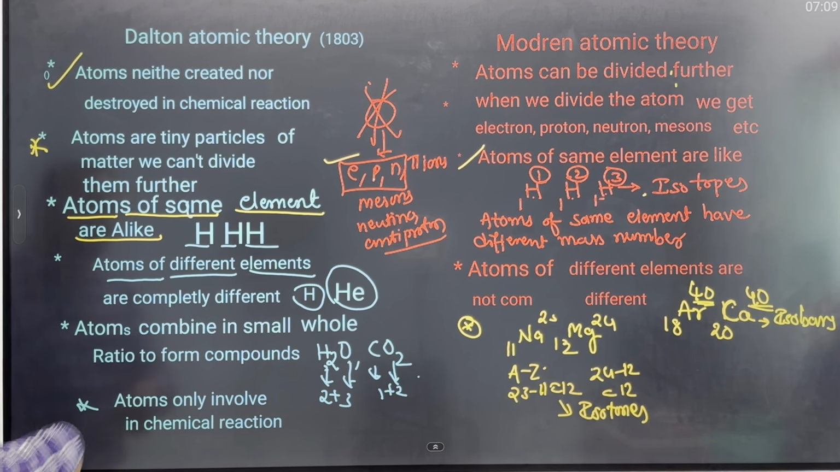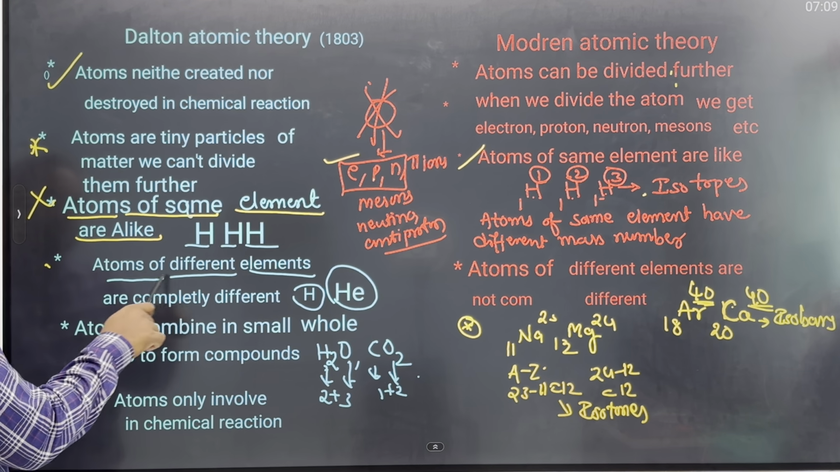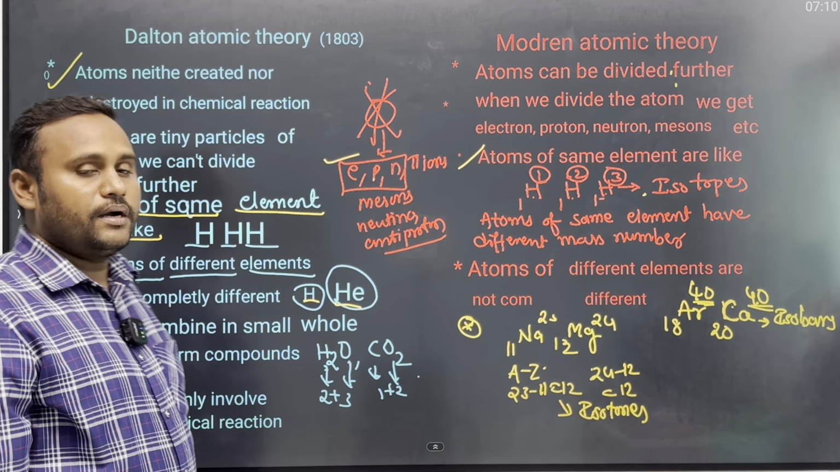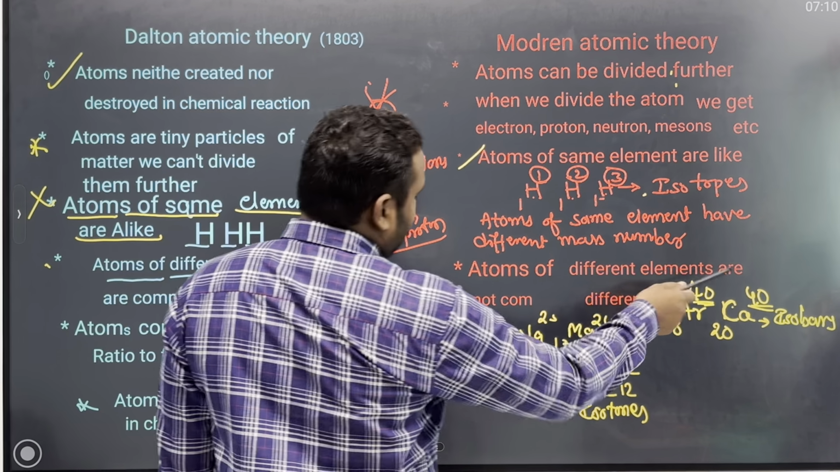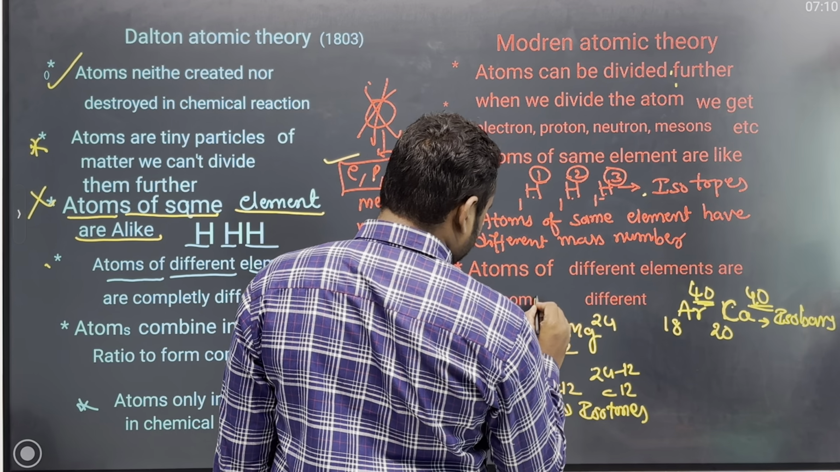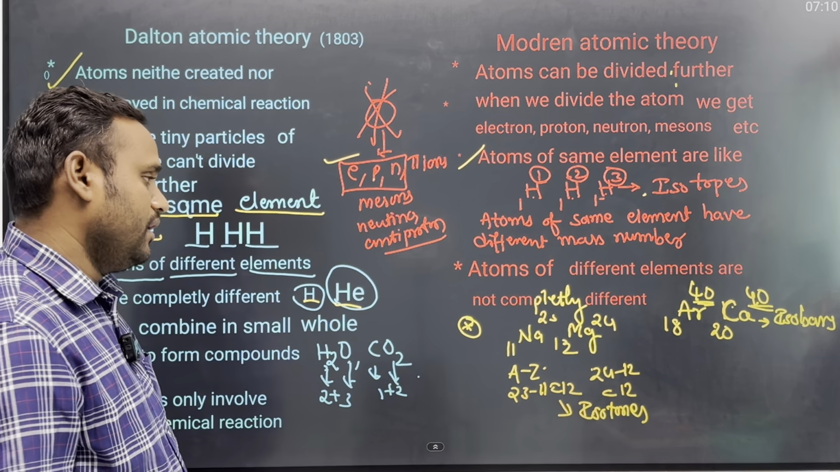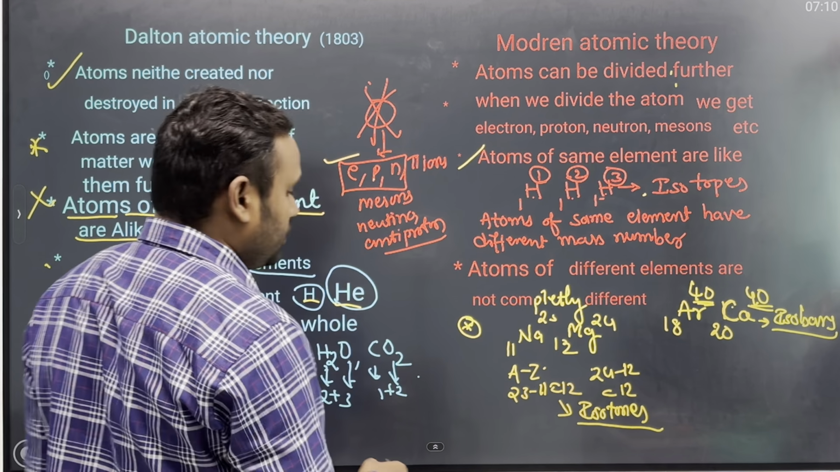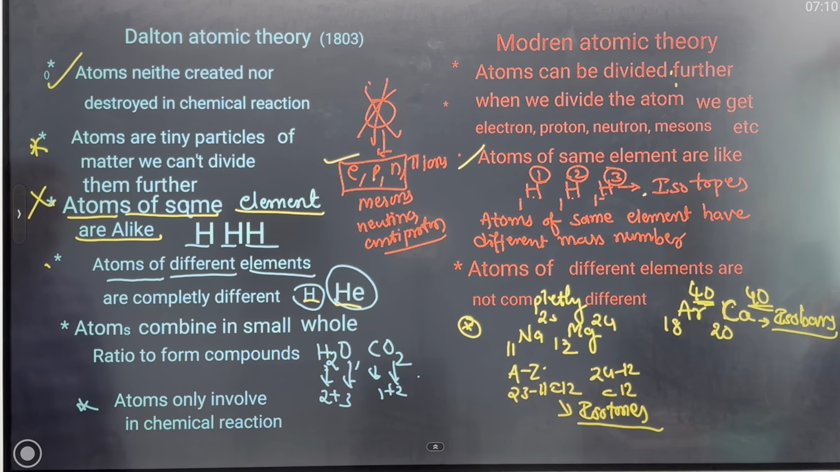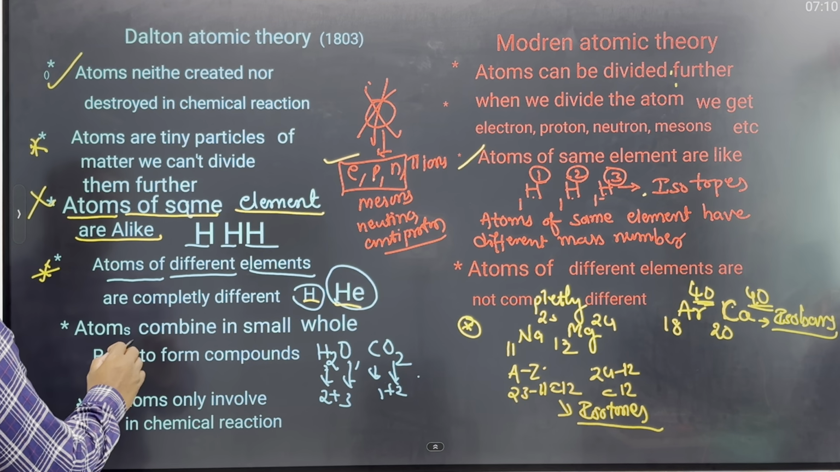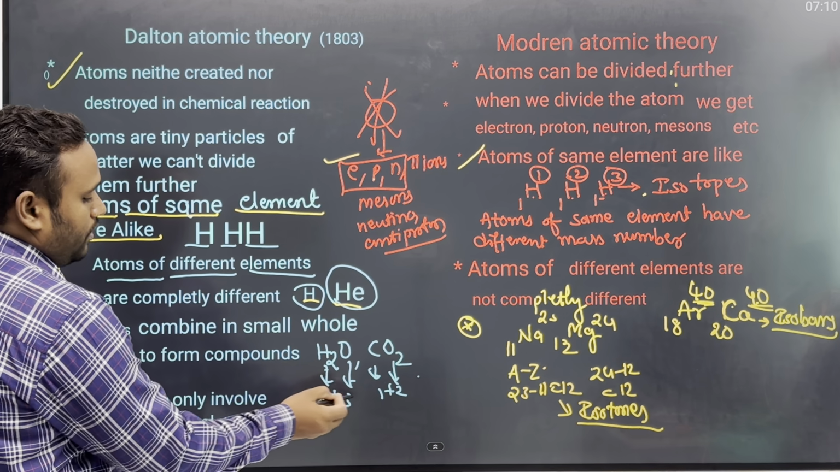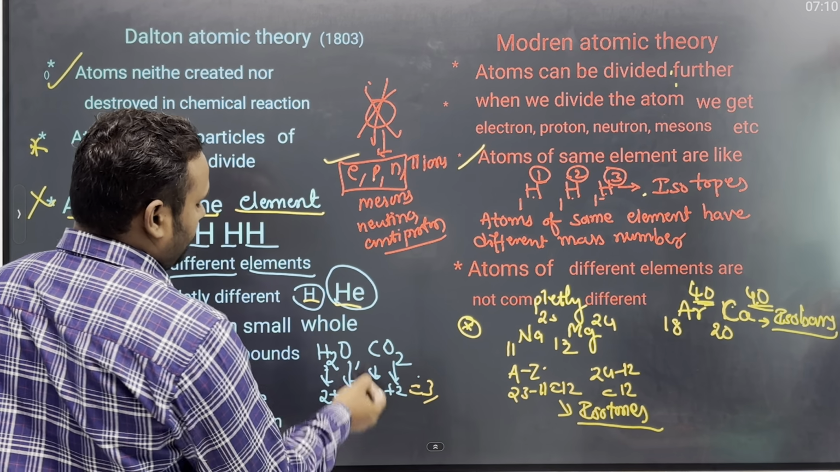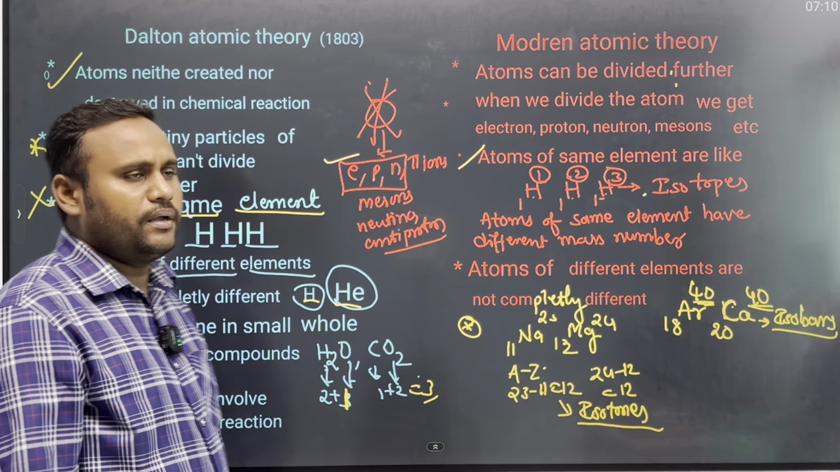Next, according to Dalton's theory, atoms of different elements are completely different. When you compare hydrogen and helium, they have completely different properties. But according to modern theory, atoms of different elements are not completely different. Why? Because we have isobars, isotones, and isodiaphers also. Isotones and isodiaphers we will discuss later.